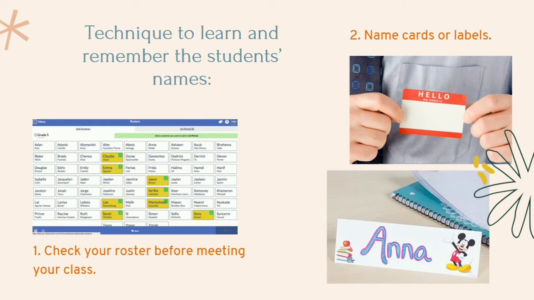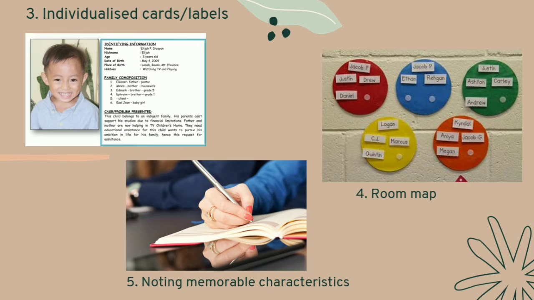The third is individualized cards or labels. You can ask students to create a card consisting of a picture and personal data, for example their hobby or their personal characteristics, etc. The teacher may open it when she or he forgets the name. Although this technique is more complicated, it's considered to help the teacher remember the students' names in the long term.